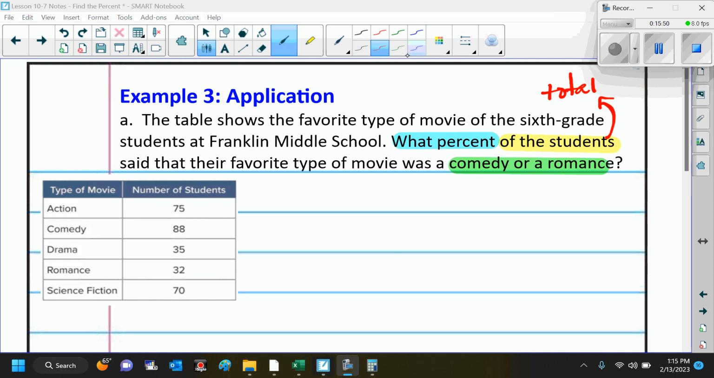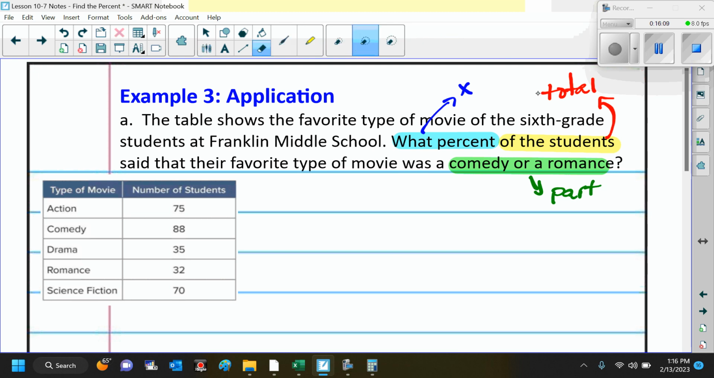We want to know what percent is that. So we're looking for the percent. That's our percent. And we want to look for the part that is a comedy or a romance. So this is the part. I wrote total up here, but I think I want to write the whole. So let's write whole up there.